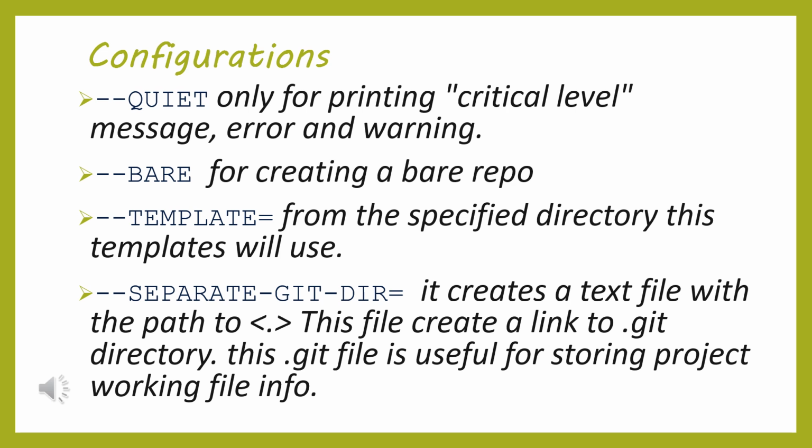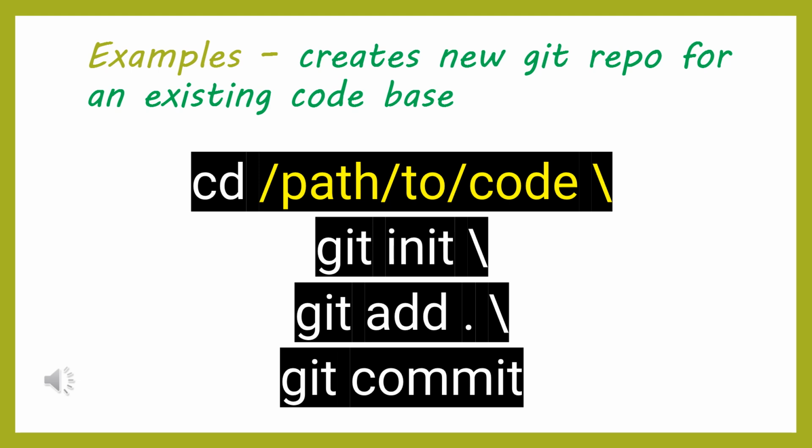The other configurations are: --quiet, only for printing critical level messages, errors and warnings; --bare is for creating a bare repository; --template is for using the specified template directory. --separate-git-dir creates a text file with a path, with the dot. This file creates a link to the .git directory, and this .git file is useful for storing project working file information.